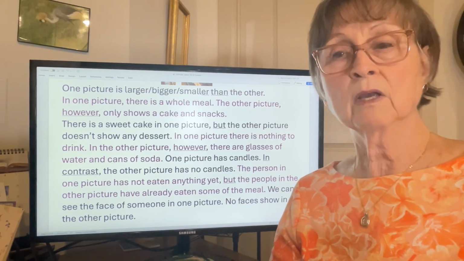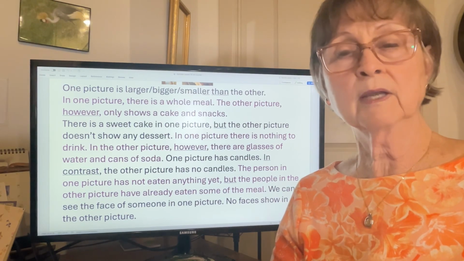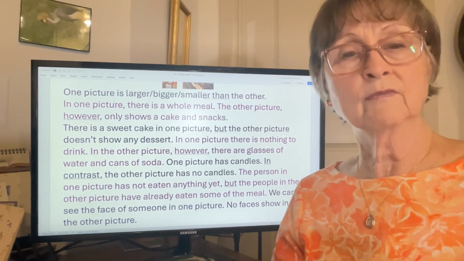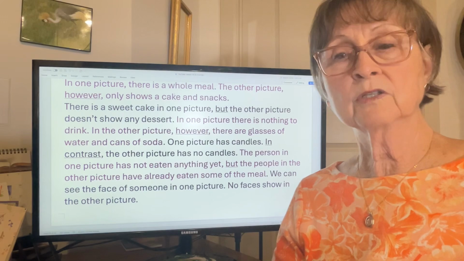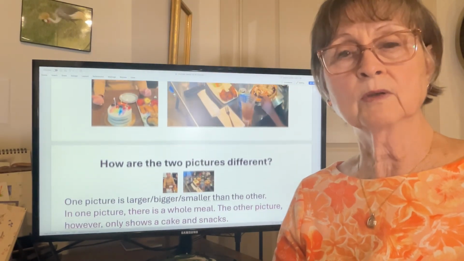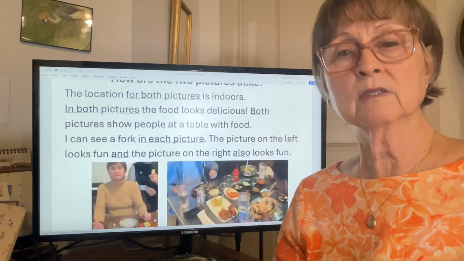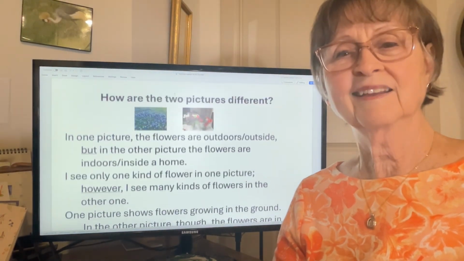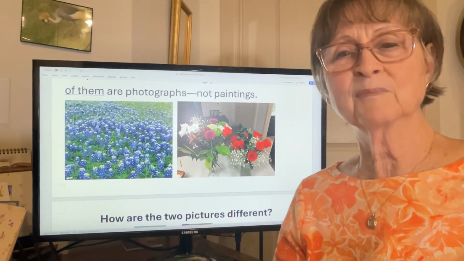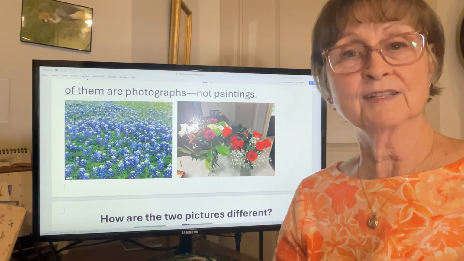So that is a quick lesson on comparing and contrasting. If you ever have to do that, you can use these sentence patterns to help you do it. And there are two pictures that are different and alike, and another set of pictures that are both alike and different. I hope that helps.